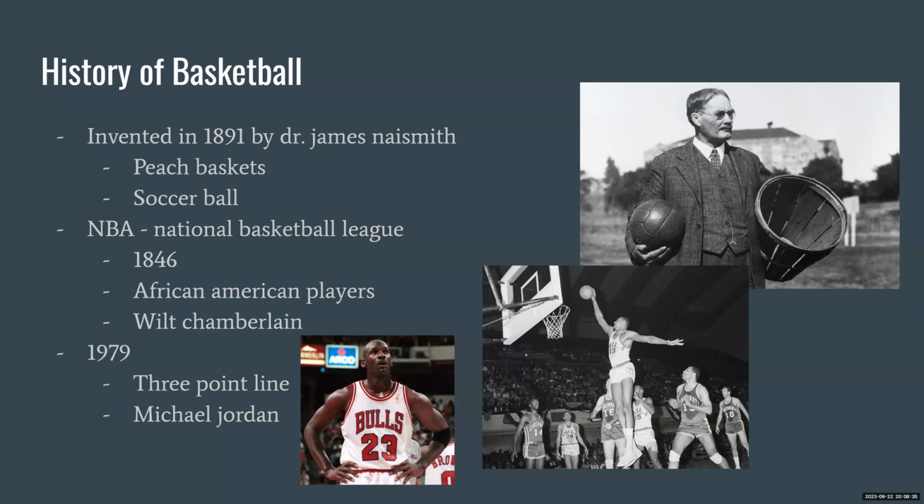As we approach the mid 1900s, we can see that it's developed a lot from that. Enter the NBA, the National Basketball Association, and then a lot of African American players joined, and one of the star players during that time was Wilt Chamberlain. As basketball progressed, we get into the 1980s, 1990s, and the three-point line was introduced. And then obviously Michael Jordan came in and took the NBA by storm.